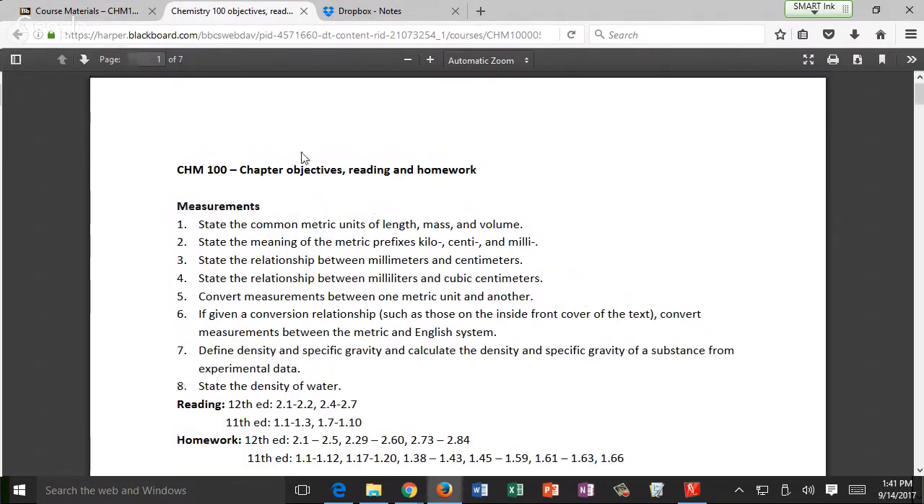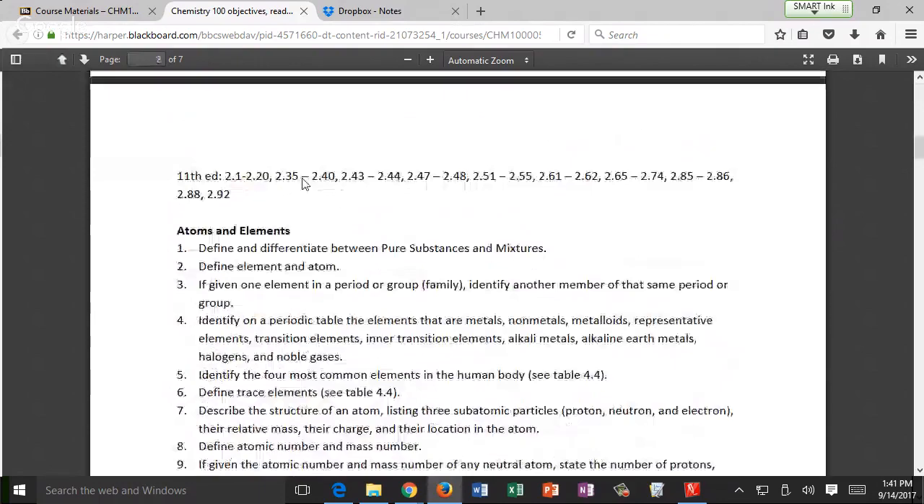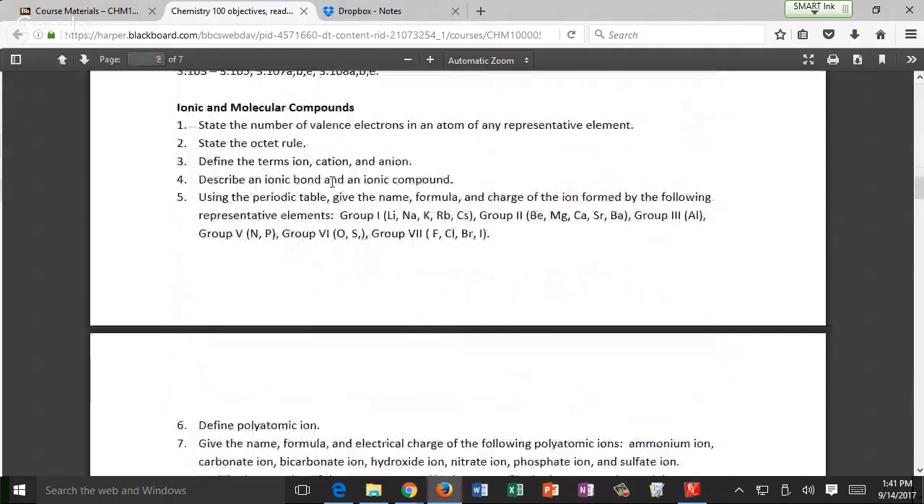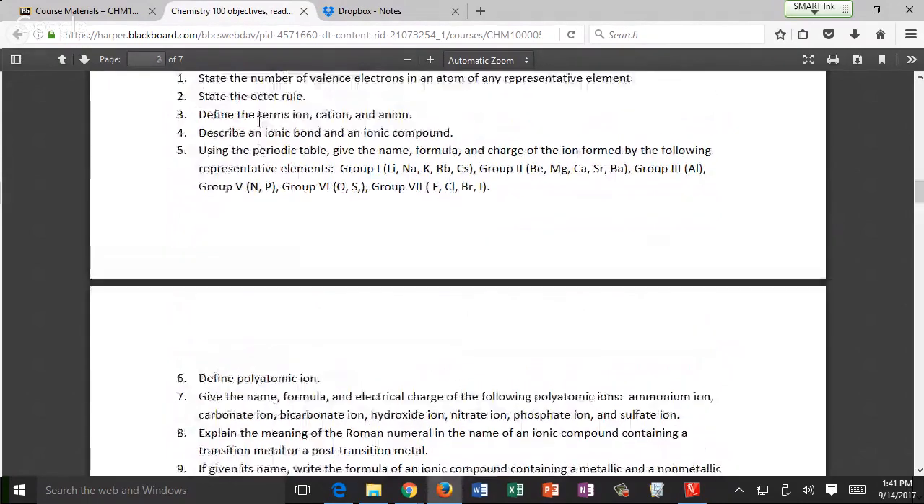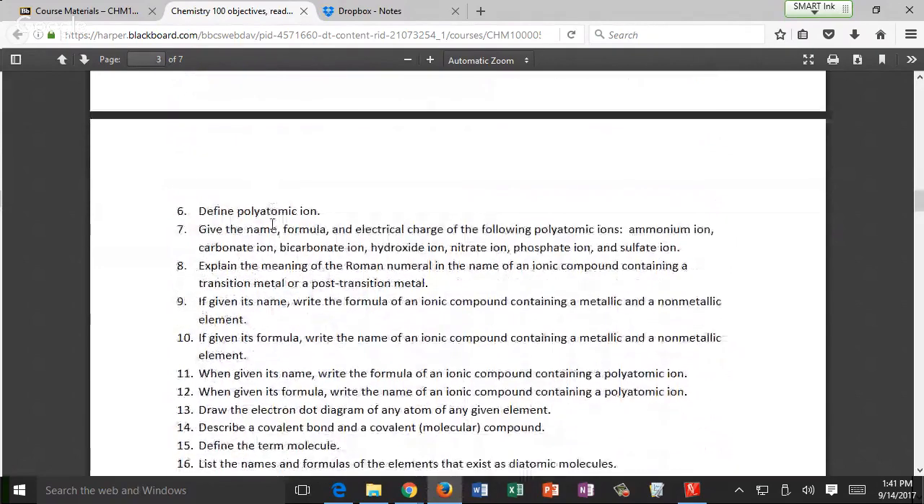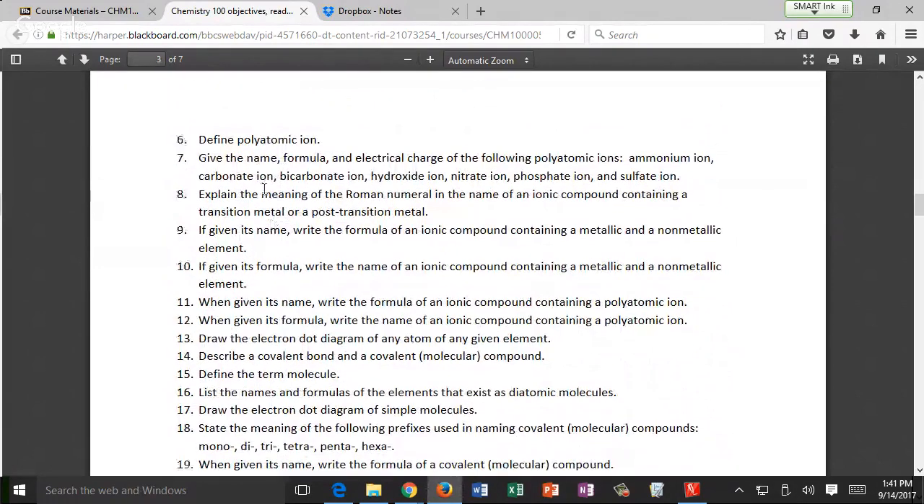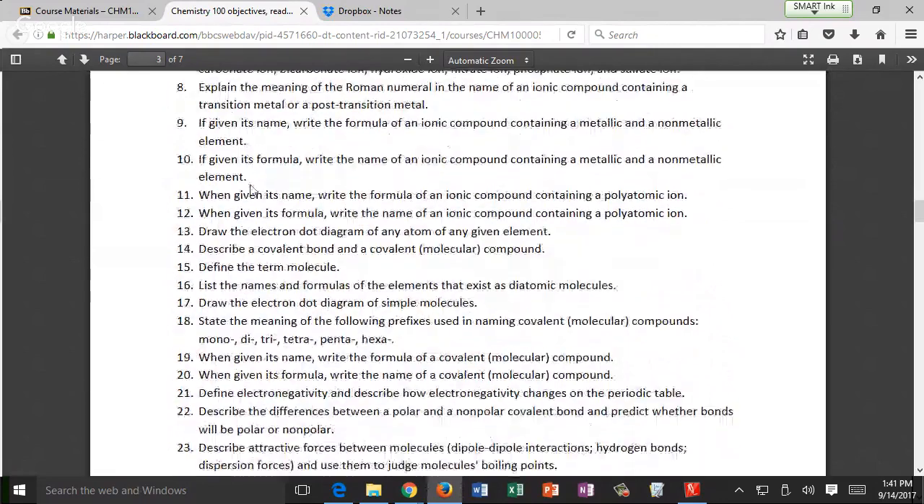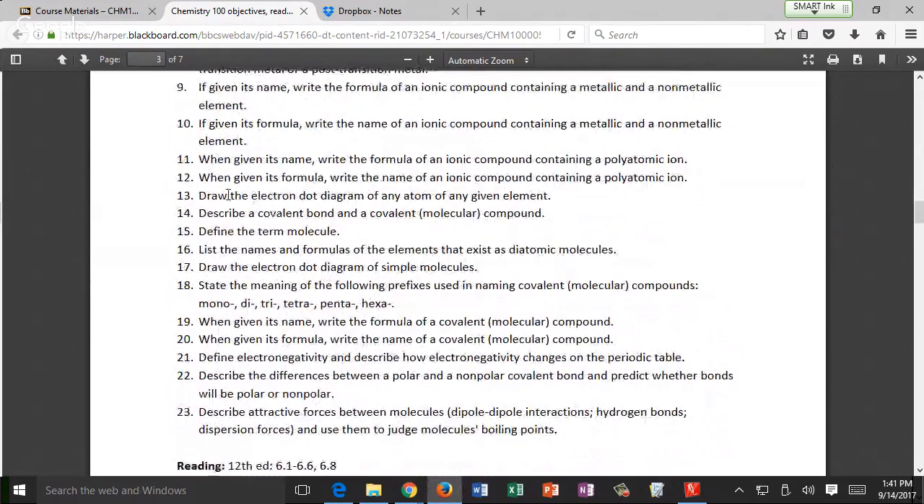We've got our chapter objectives here. So we've gone through measurements, energy and matter, atoms and elements. And then the ionic and molecular compounds, we've gone through 1 through 12. We haven't done 13, 14, 15, 16, 17. So that's all molecular stuff.